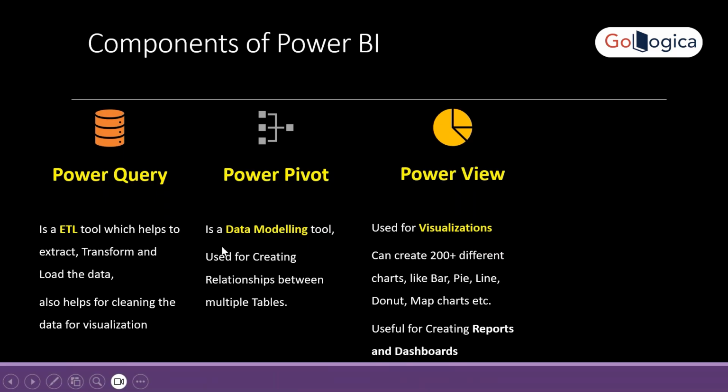So Power BI has all these components. And apart from that, we have Power View. As the name says, view is visualization. It is a tool which helps you with whatever data you have transformed and modeled. I need to convert that into a visual so that it becomes easy for me to explain that data. Here it supports more than 200 to 300 different types of charts.